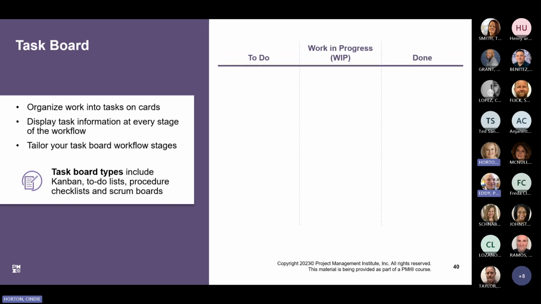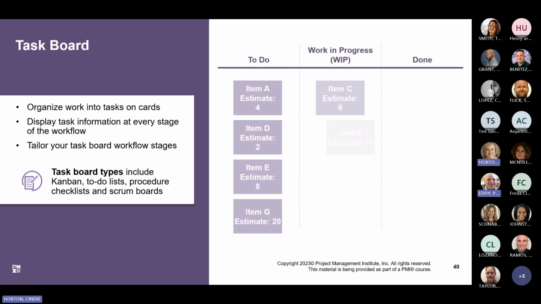A task board is a visual representation of the planned work that allows everyone to see the status of the tasks. A task board can show work that is already ready to be started, as seen under the to-do heading, work in progress, and work that is completed or quote-unquote done. A task board allows anyone to see at a glance the status of a particular task or the number of tasks in each stage of work.